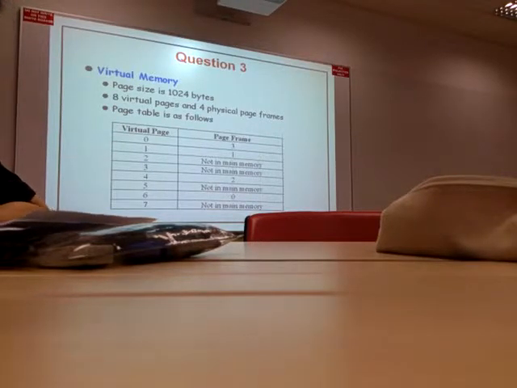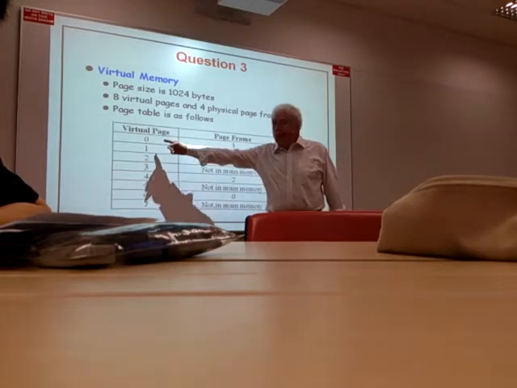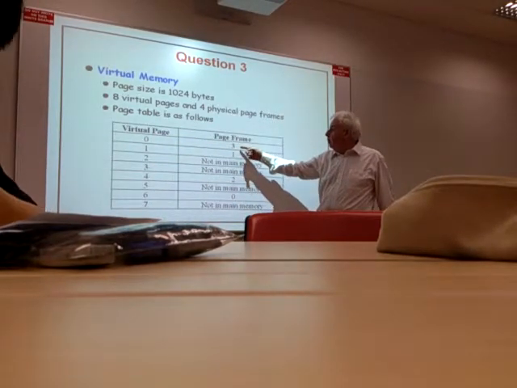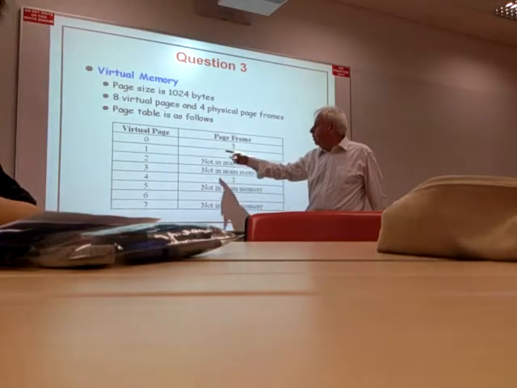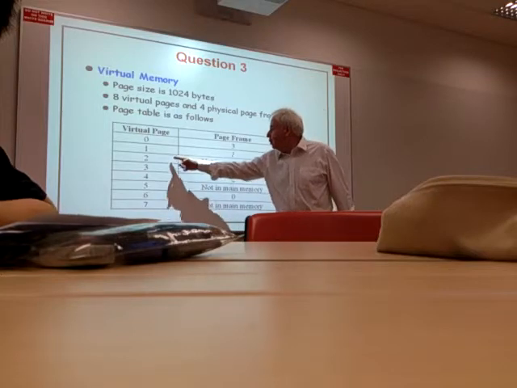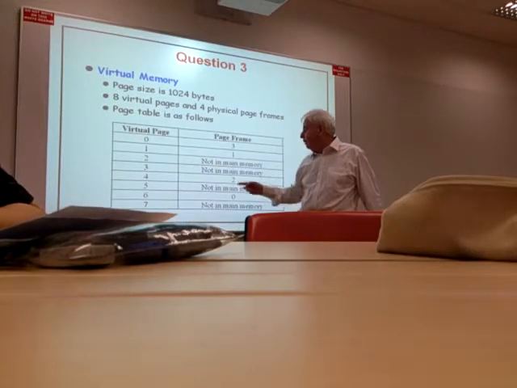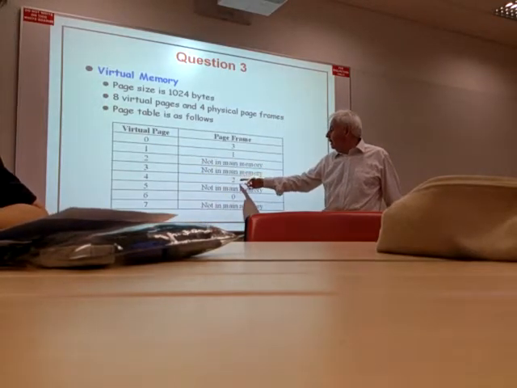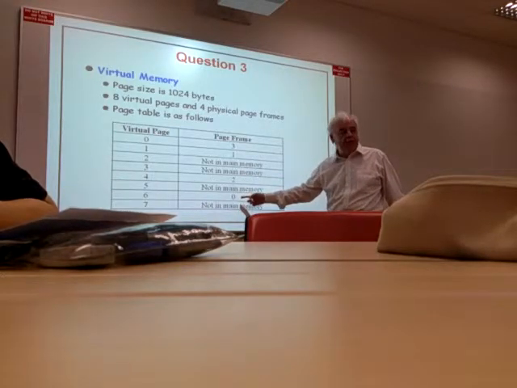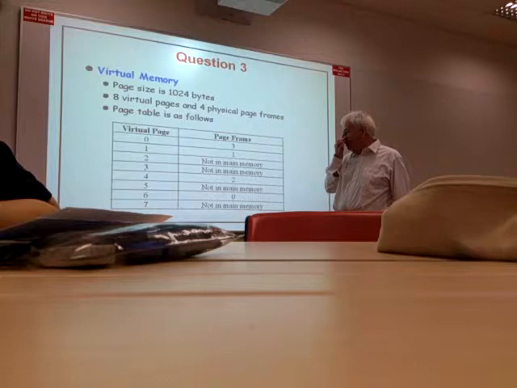In this page table, virtual page 0 is in physical page 3. Virtual page 1 is in physical page 1. 2 is not in memory. 3 is not in memory. 4 is physical page 2. 5 is not in memory. 6 is physical page 0. And 7 is not in memory.